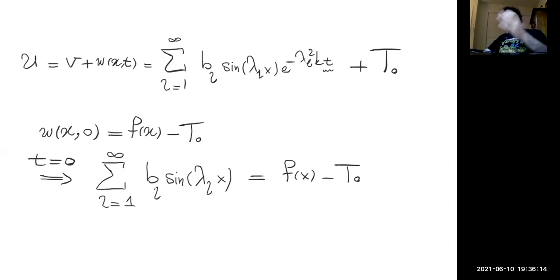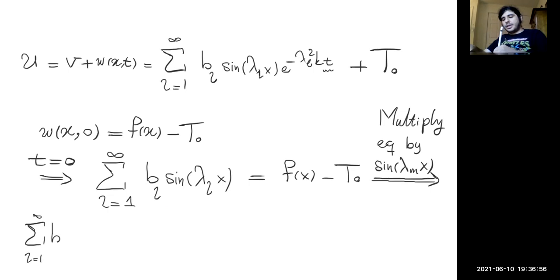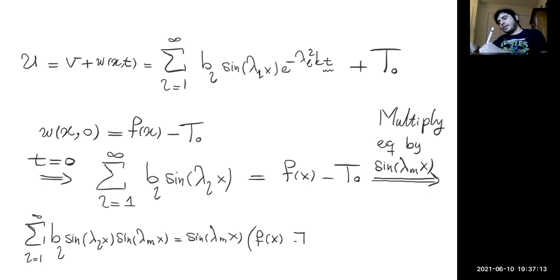So if I want to find B, for example, M, any of these things, I can multiply both sides of this equation by sine of lambda mx. Multiply the equation by, say, sine of lambda mx, where m is just any natural number. Here L changes, goes from 1 to infinity. M is a constant, but it can be any of them. So we would get the sum, L goes from 1 to infinity, BL sine of lambda Lx sine of lambda mx, equal to sine of lambda mx times fx minus t naught.